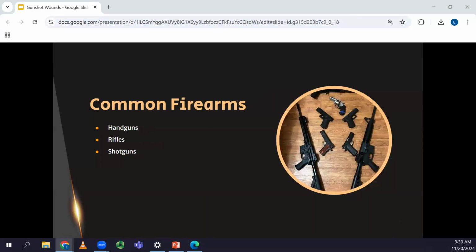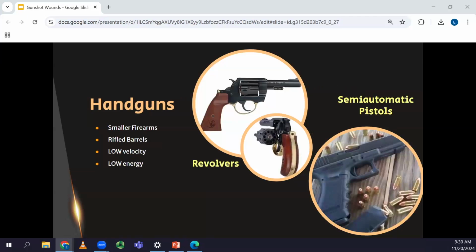So some of the common firearms we'll talk about today are handguns, rifles, and shotguns. What we tend to see more in the urban setting are handguns, because they're smaller firearms, they're easily concealable. And they're all rifled barrels, so it's created to stabilize the bullet as it's exiting the muzzle, as I mentioned before. They're all low velocity and low energy, which means that they tend to cause less damage than those that are higher velocity and higher energy, but that's not always the case.